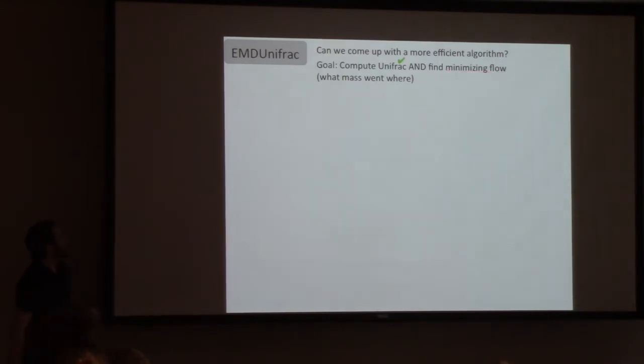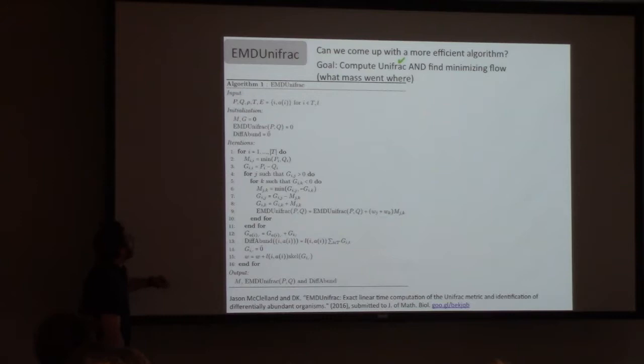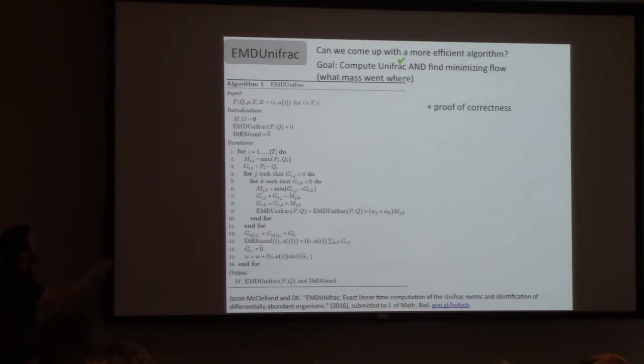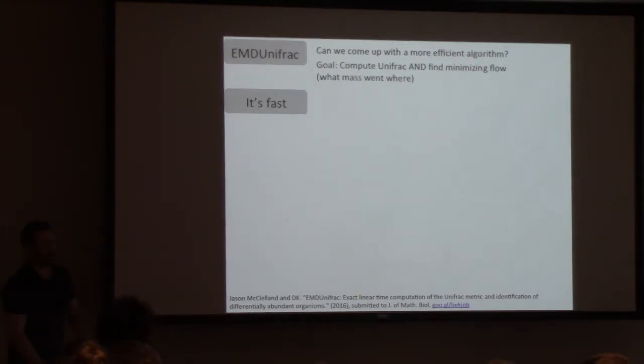Yep. So it takes a little bit more for me and my PhD student to not only compute the UniFrac, but also compute this minimizing flow right here. So we prove that this little algorithm right here will give you this and compute the minimizing flow for you in linear time. And since we're also bioinformaticians, we decided to stick it up on GitHub so you can play around with it if you'd like. And it gives you that minimizing flow. So before I talk about what that minimizing flow will do, first off, let's note that, one, it's fast.